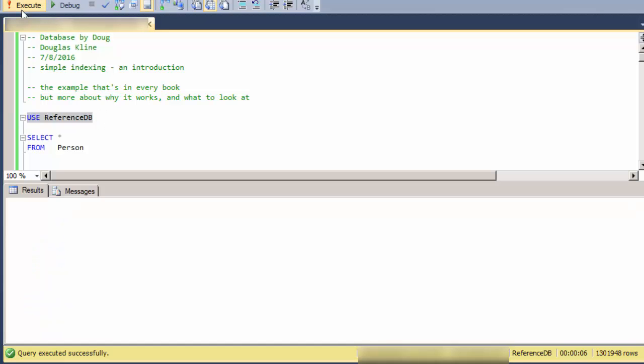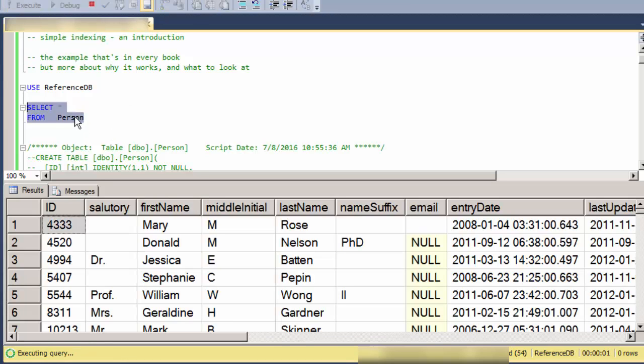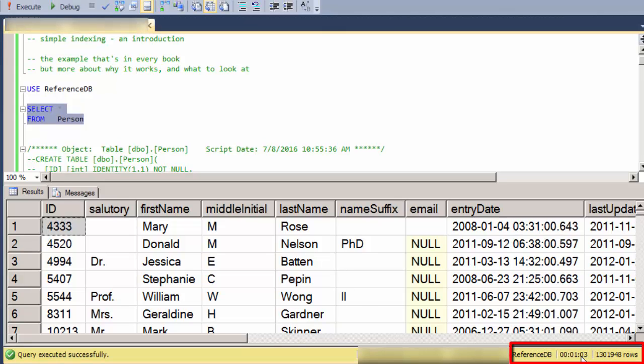So I've cooked up a database, and in that database I have a very large table called the person table. This is going to take a while to come back, so I'm just going to let it spin through this. So there we go. It took about a minute for that to come back. I have roughly 1.3 million rows in this table.